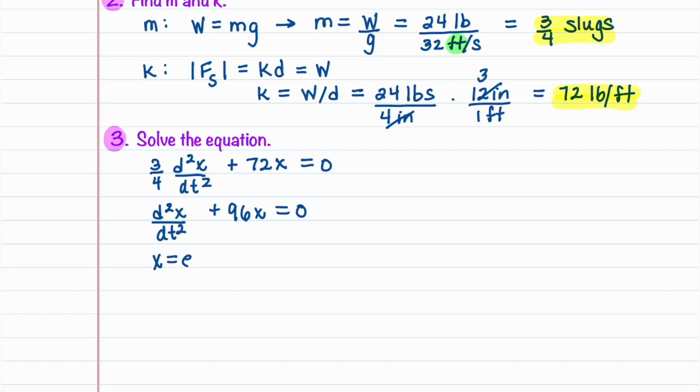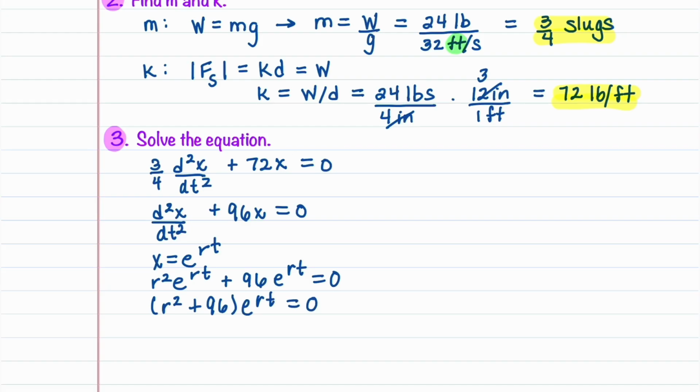This is a second-order constant coefficient differential equation, so we can assume that our solution is x is equal to e to the rt. Substituting this in, we get r squared e to the rt. The r squared just comes from the two derivatives. And then we have a 96e to the rt is equal to 0. We can factor out r squared plus 96 times e to the rt. An exponential can never be equal to 0, so we are forced to set r squared plus 96 equal to 0.